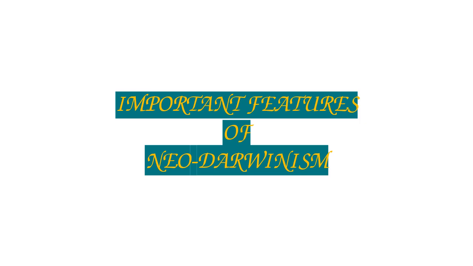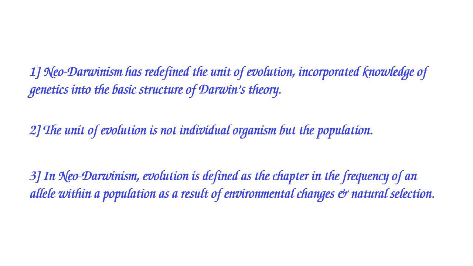Important features of Neo-Darwinism. Neo-Darwinism has redefined the unit of evolution and incorporated knowledge of genetics into the basic structure of Darwin's theory. The unit of evolution is not the individual organism, but a group of individuals, nothing but the population. In Neo-Darwinism, evolution is defined as the change in the frequency of an allele or gene within a population as a result of environmental changes and natural selection.